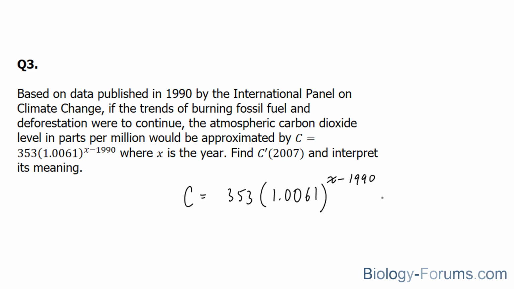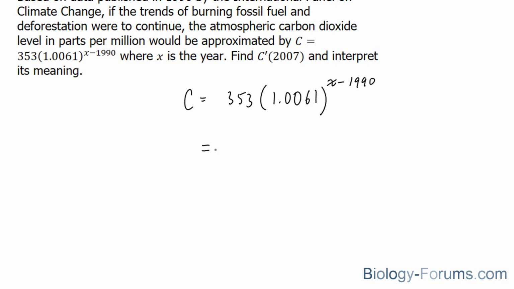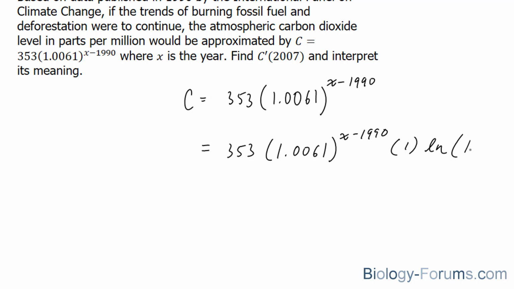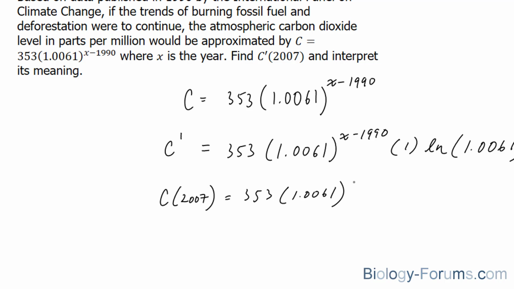So let's start off by finding the derivative of this function. And we're going to use the same logic as we did before, that same pattern. We're going to leave this the exact same way. And next, we'll find the derivative of this, which is equal to 1. And then the ln of the base, which was 1.0061. Next, we will input the 2007 date and see the number: 1.0061 to the power of 2007 minus 1990 times ln 1.0061. We're going to use our calculator now.